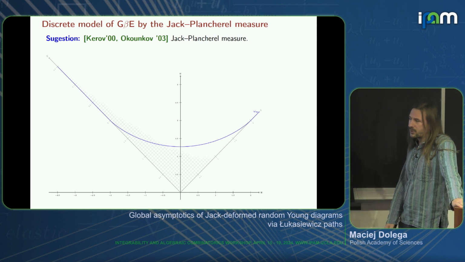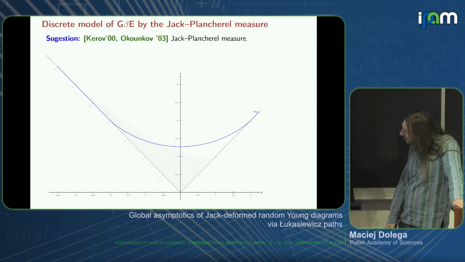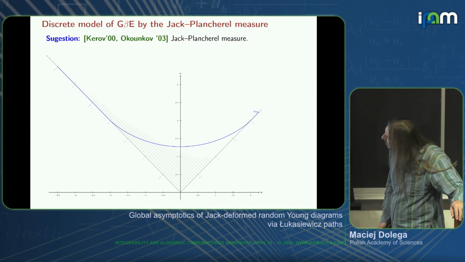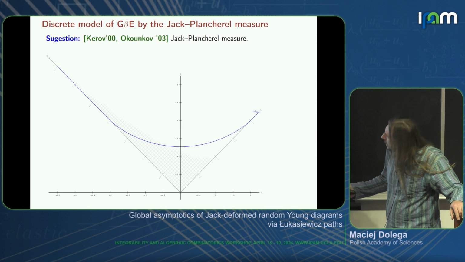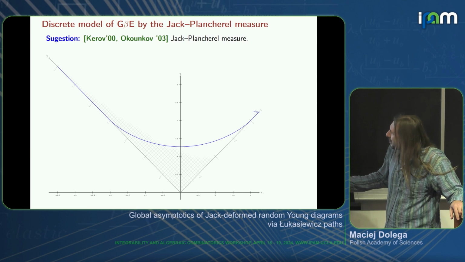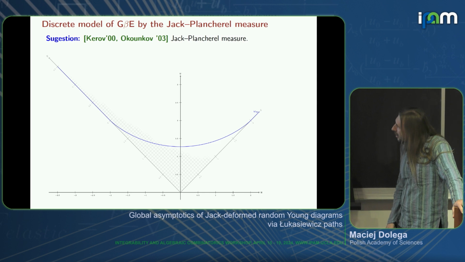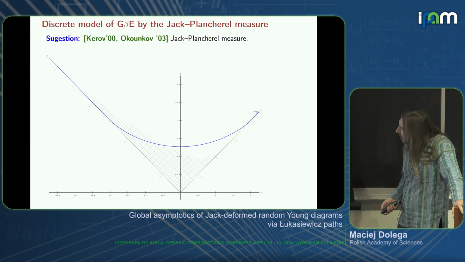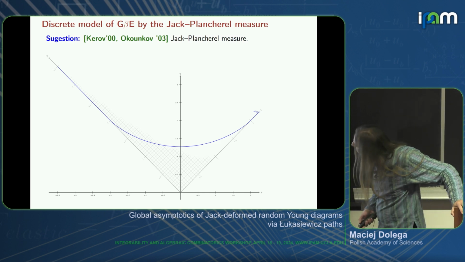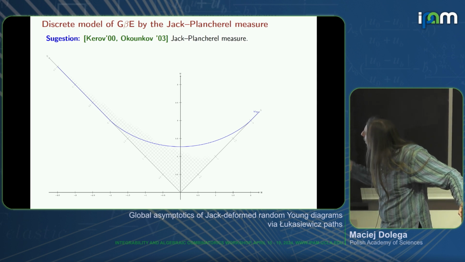So let's try to sample a random Jack-Plancherel diagram. So I did it, and it doesn't look good. I mean, this is the Vershik-Kerov curve, and this is your random Young diagram. So it's not very similar. What is alpha here? Good question. Maybe alpha is equal to 2.